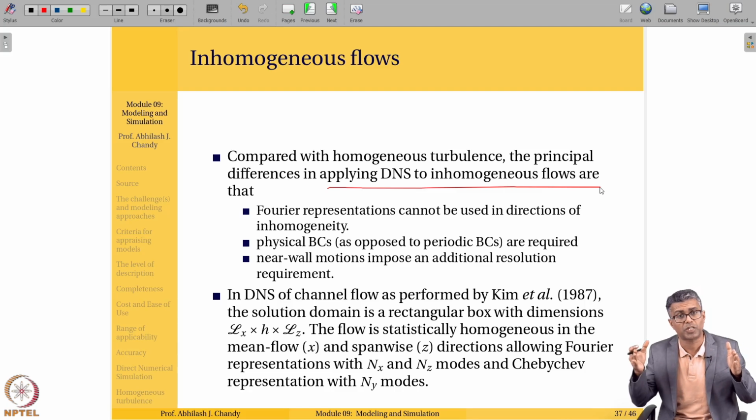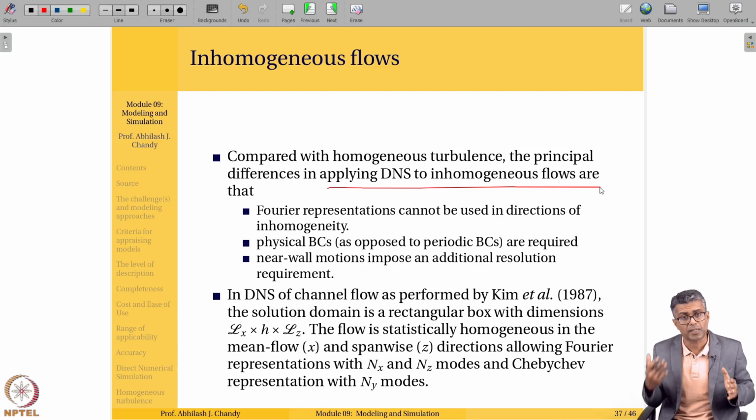So periodic boundary conditions can be applied. You can consider the flow to be periodic. Nothing is changing; the statistics are not changing with respect to space. You have exactly one point, in a sense.